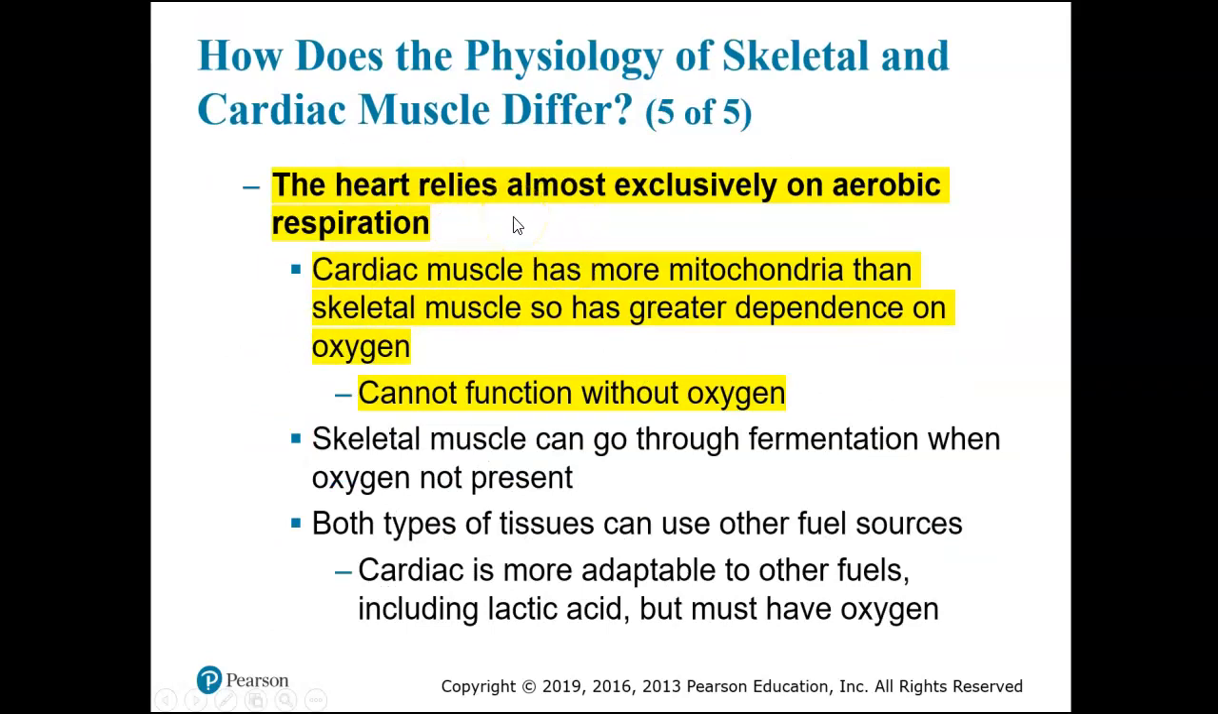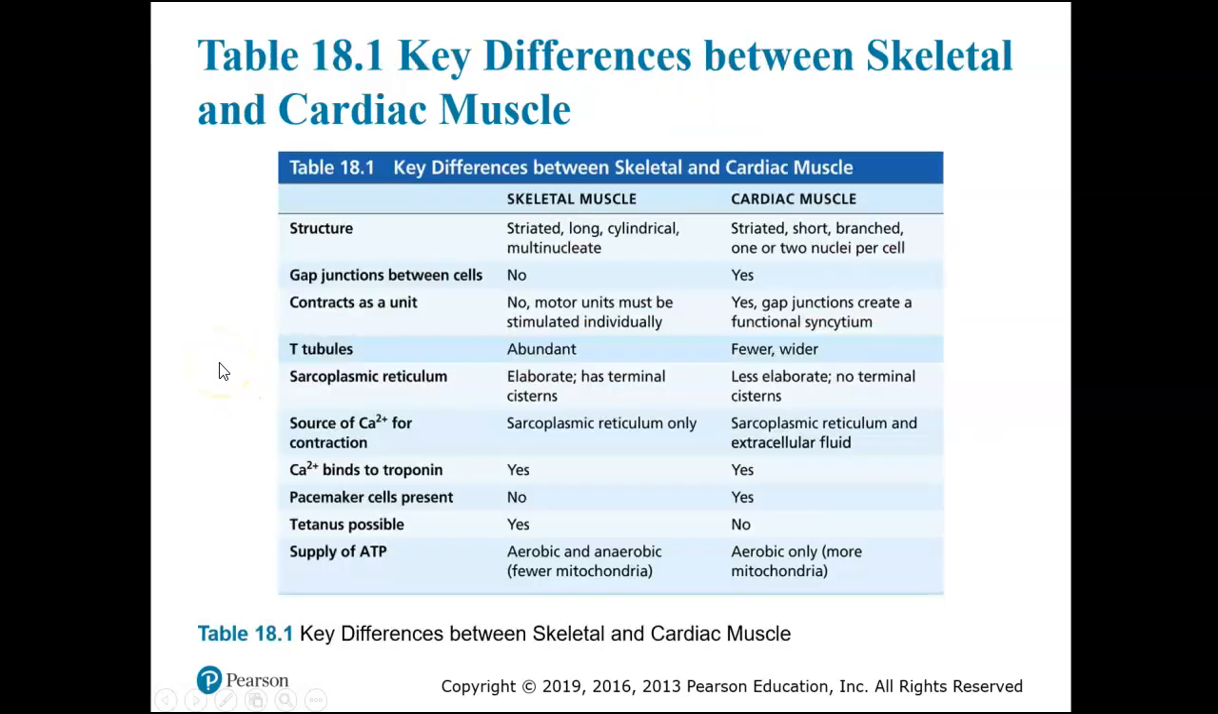Now, as far as respiration, breaking down glucose in the presence of oxygen in order to produce ATP, this does occur in the mitochondria. The heart does rely almost exclusively on aerobic respiration rather than anaerobic. So the heart cannot function without oxygen.